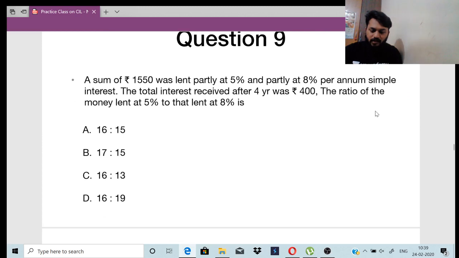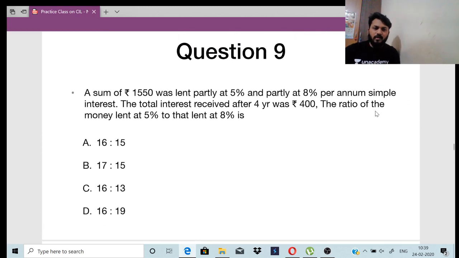Okay, question 9, sorry. So this is a simple interest question, right? A sum of rupees 1550 was lent partly at 5% and partly at 8% per annum simple interest. The total interest received after 4 years was 400 rupees. The ratio of the money lent at 5% to the money lent at 8% is dash. So you have to find out the money lent at 8% and money lent at 5% and get their ratio. A sum means principal.